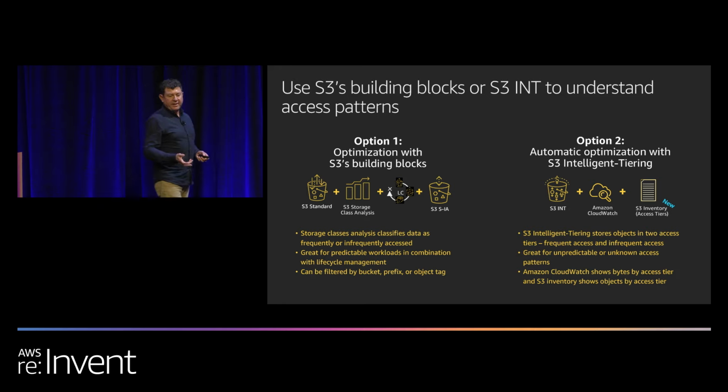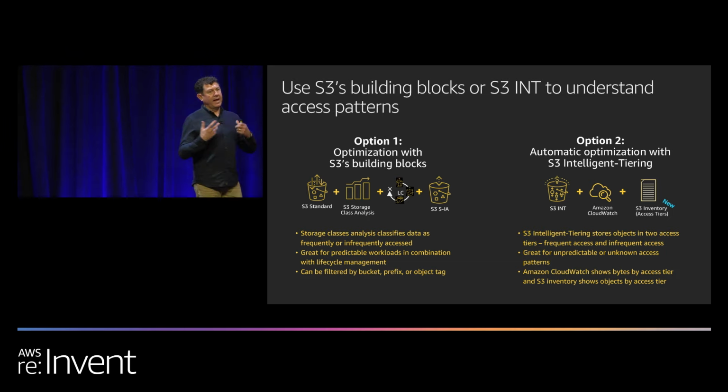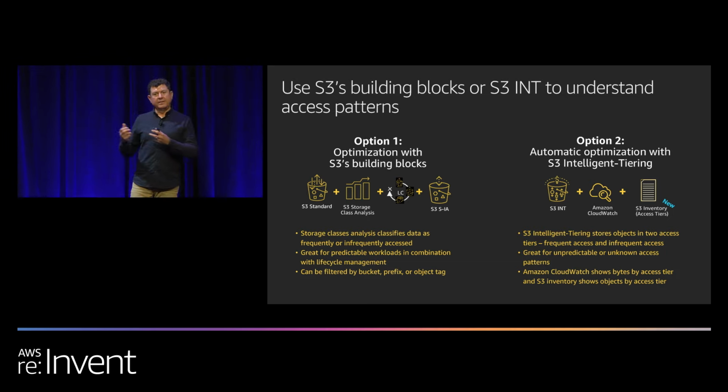But you can go and find this out by turning on CloudWatch metrics that will allow you to show bytes by access tier. So how much data do I have being stored in the frequent access tier? How much data do I have being stored in the infrequent access tier?